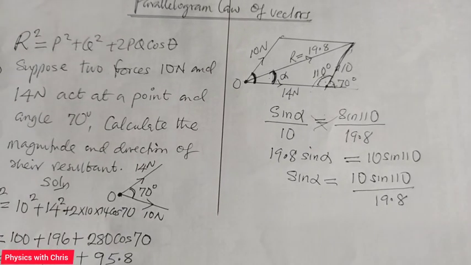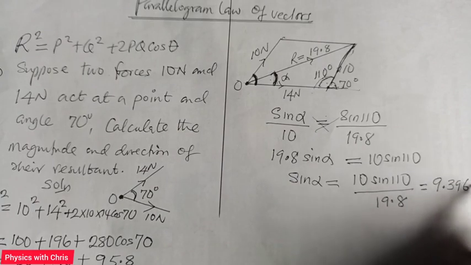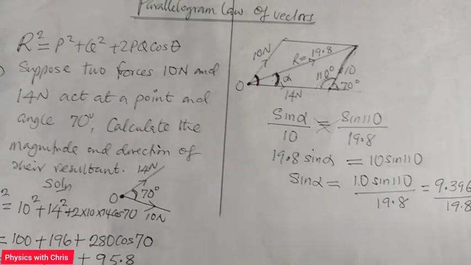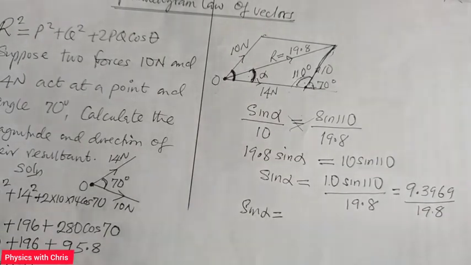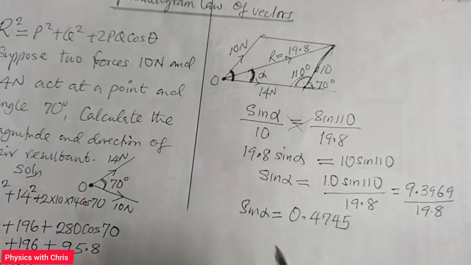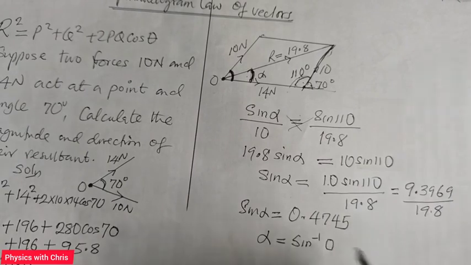So that I can have my answer. That is giving me 9.3969 divided by 19.8. That is 10 multiplied by this gives me that. So that my sine alpha now will be equal to that divided by 19.8, which gives me 0.4745.